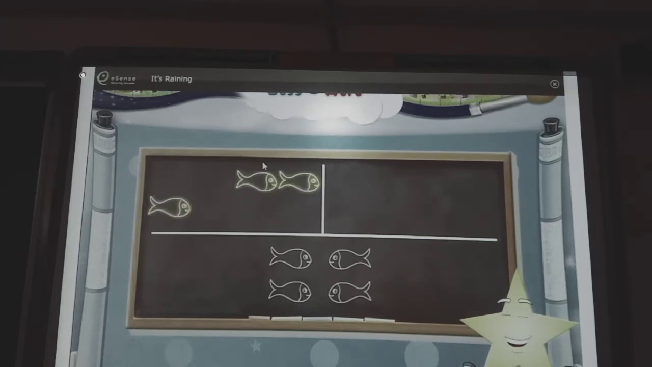Unpaired fishes still remaining on this side.